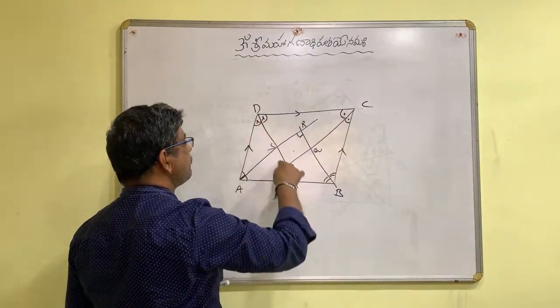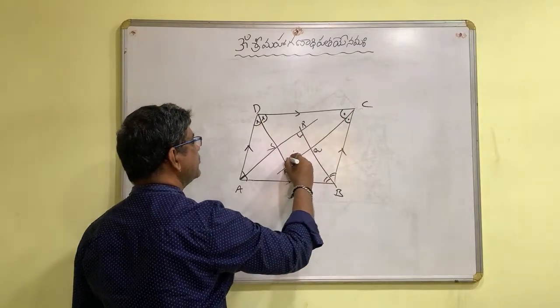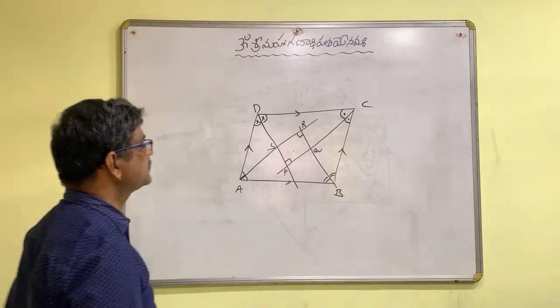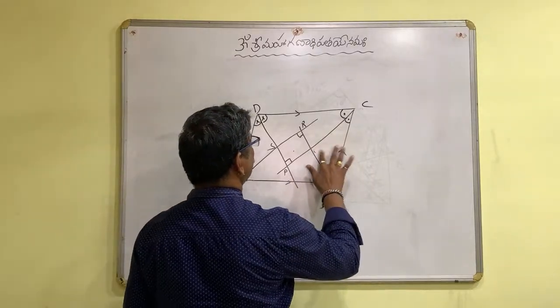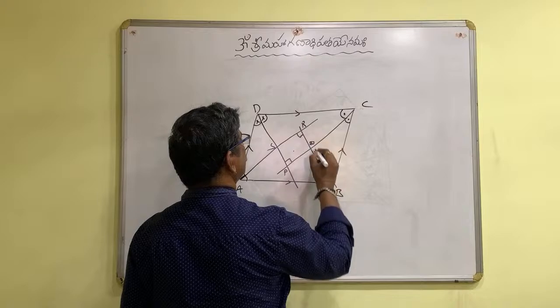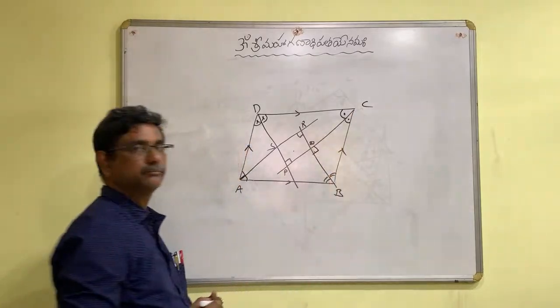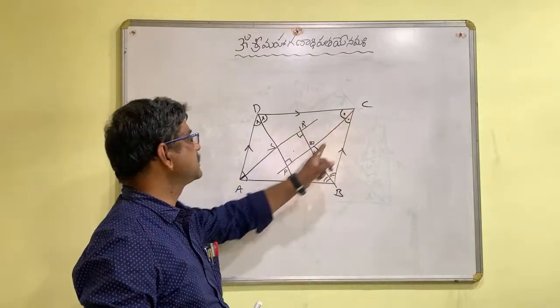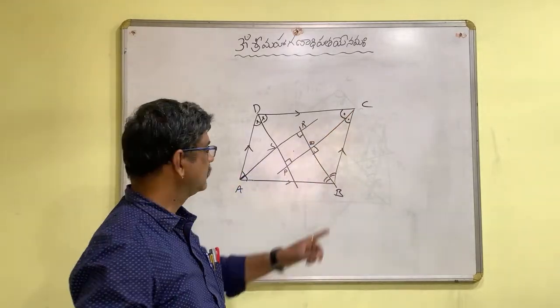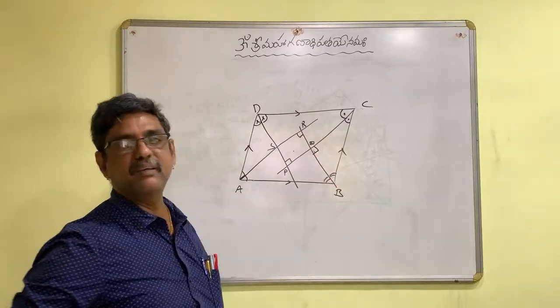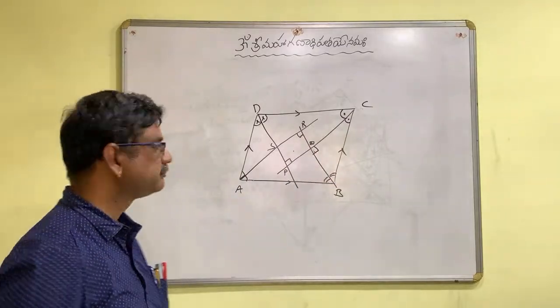CP, DP, angle between them is 90. In the same way, CQ, BQ, this angle is 90. CQ is the bisector of angle C. BQ is the bisector of angle B. So angle between them is 90. Now only we proved it.